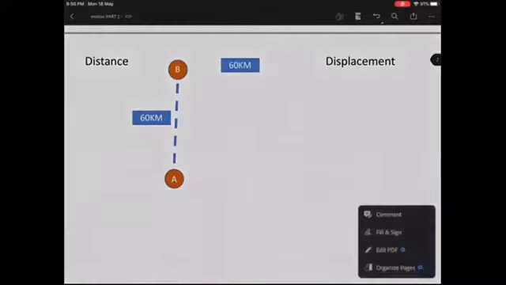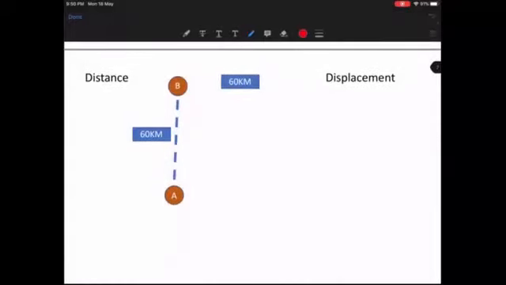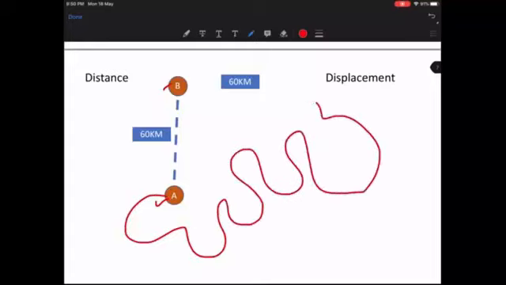Let me tell you the situation. We have two points, point A and point B, and you start walking from point A to point B. You can go from A to B in many ways. The easiest way is to go directly, and let's say the direct distance between the two points is 60 kilometers. Now you decide to take the longer route. You go around the country and then land up at point B.